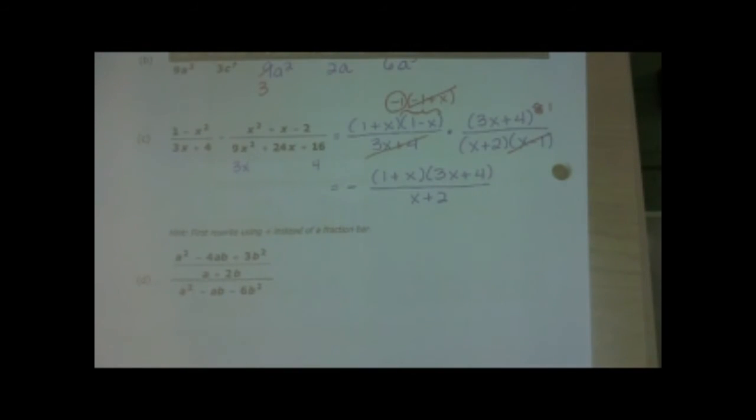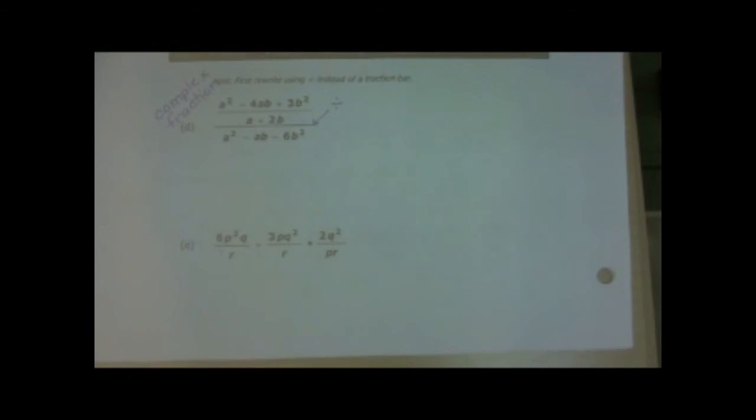All right, let's go to example D. And this looks really weird, I'm sure. This is what we call a complex fraction. And what that means is we have a fraction in a fraction. Complex fraction. So remember something. The fraction bar means divide. So we can write this as a division problem instead of as a complex fraction.